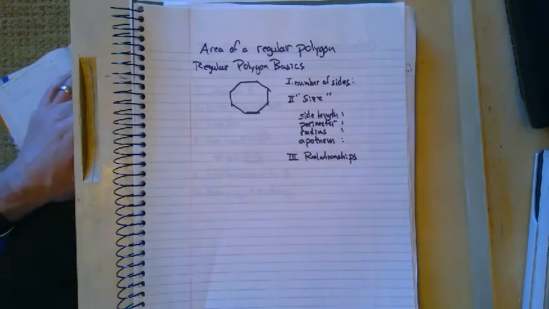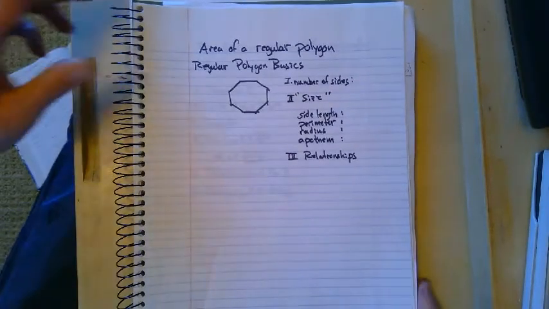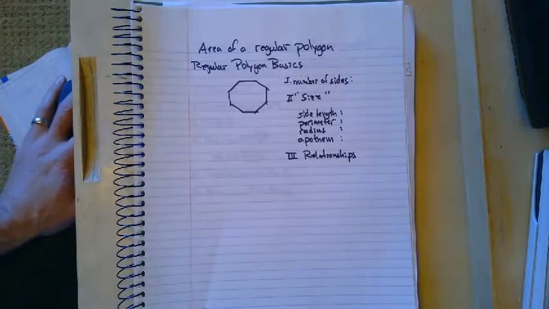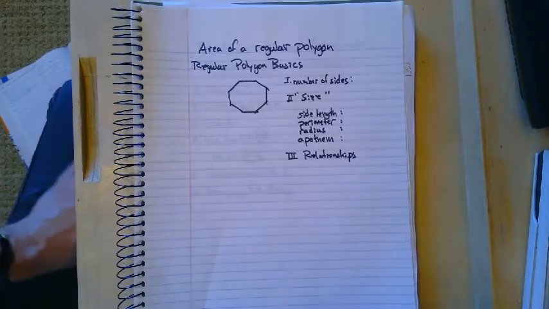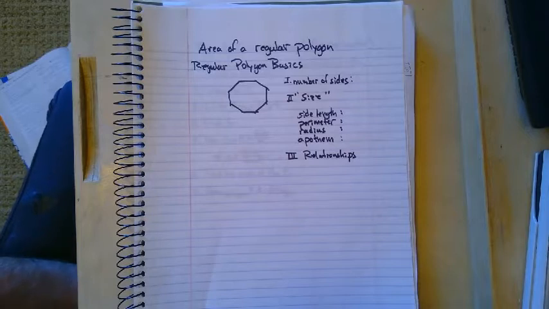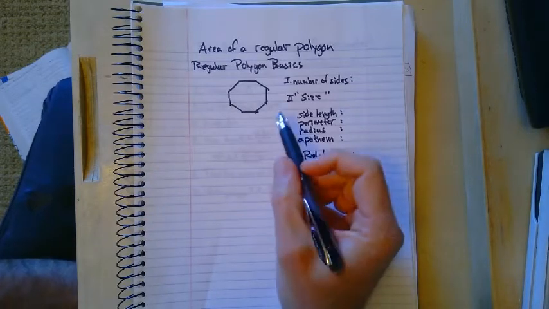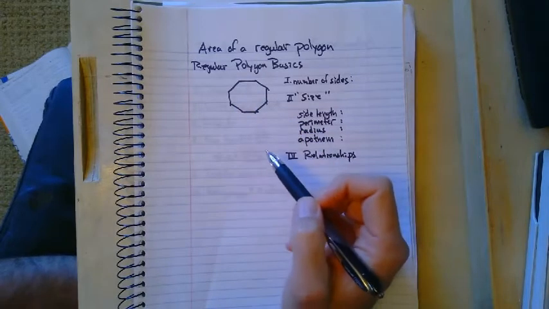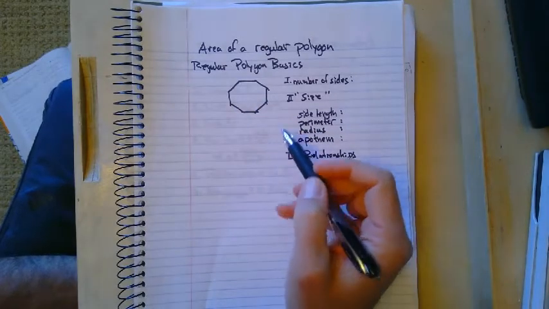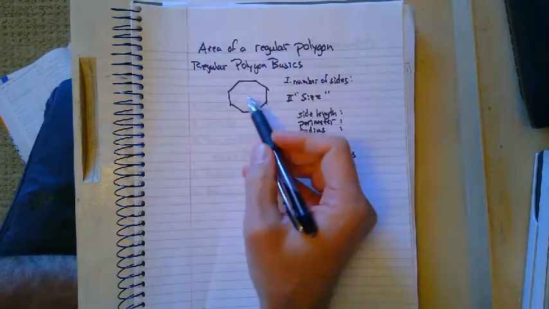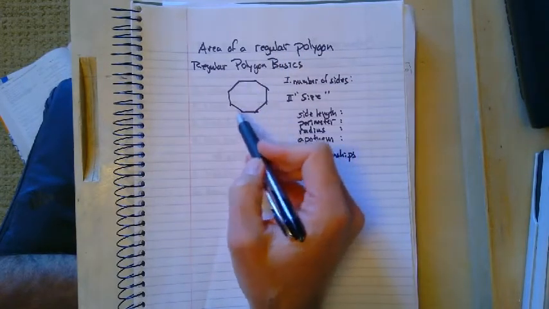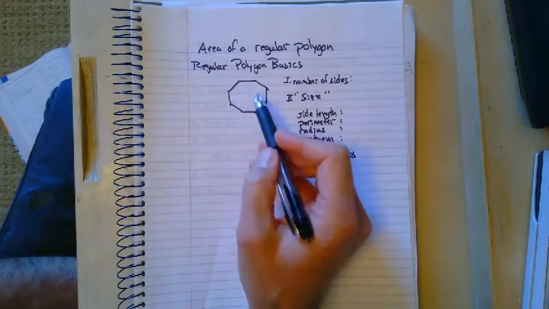All right, let's look at finding the area of a regular polygon. Somebody asked for some extra help with this. So to begin with, we need to understand some basics about polygons. I've drawn an octagon here. This is really going to apply only to regular polygons, which means all these sides are the same length and all these angles are the same size.